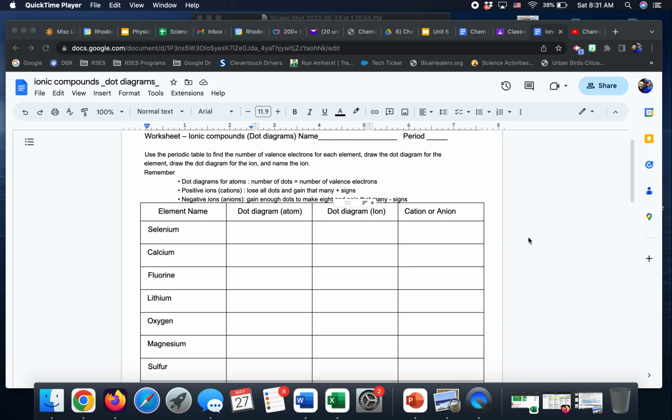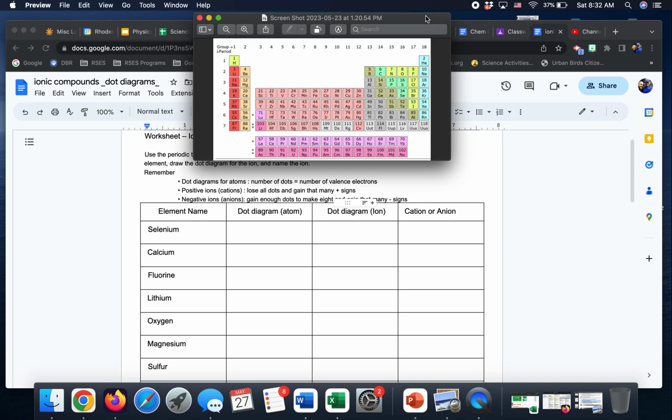The ionic compound Lewis dot diagram assignment. Again, you're going to be given a bunch of elements. Find them on the periodic table, draw the Lewis dot diagram of the atom, then of the ion, and then tell me if it's a cation or an anion. Remember, anions start with an A, so they are the letter next to it, negative. Cations are positive.